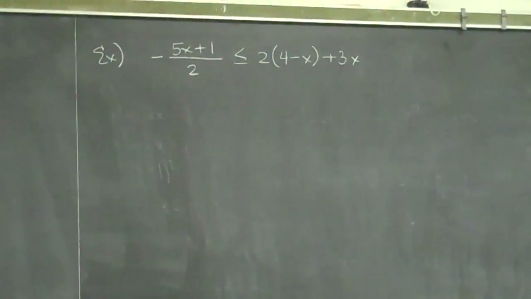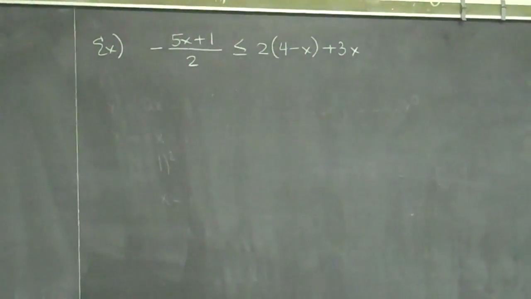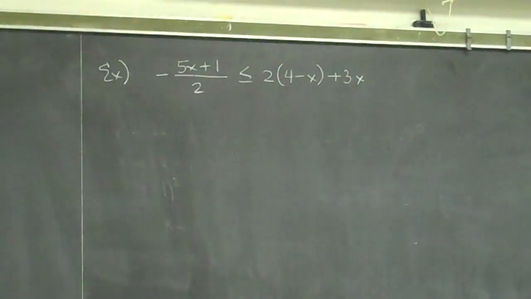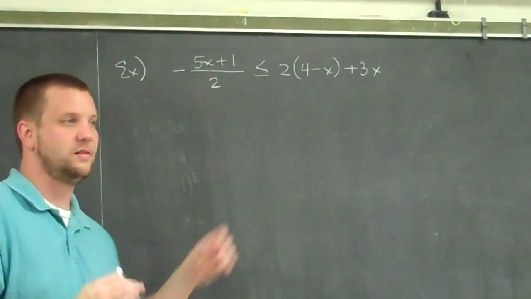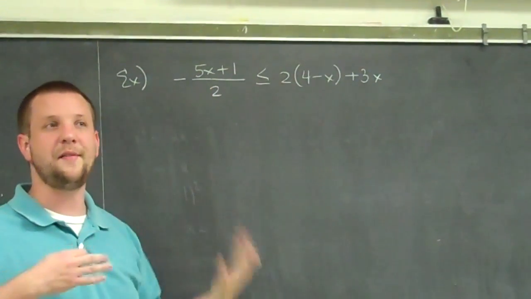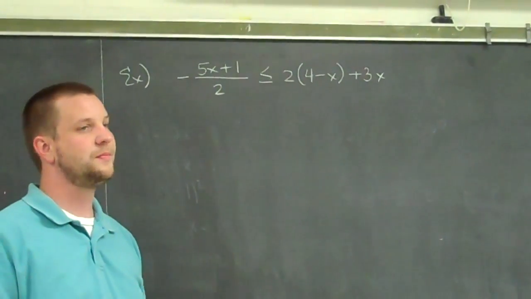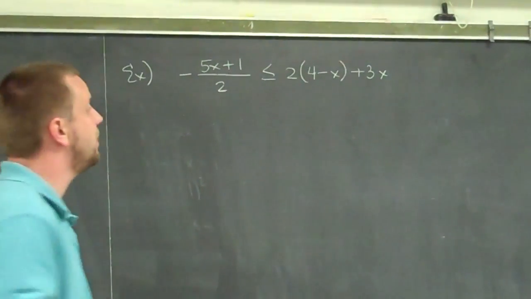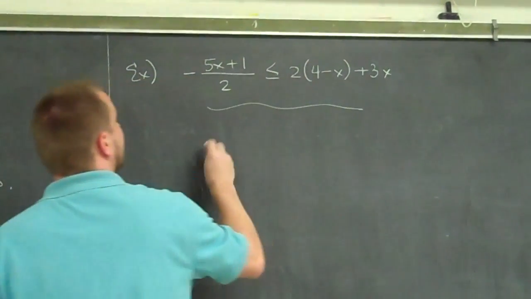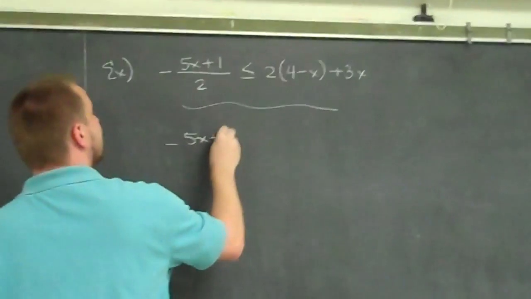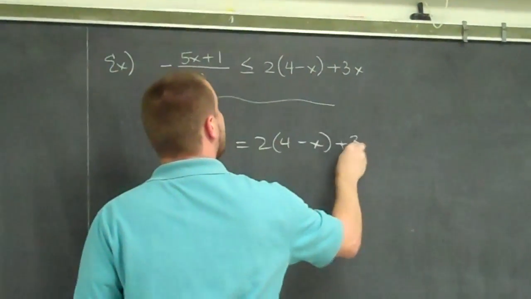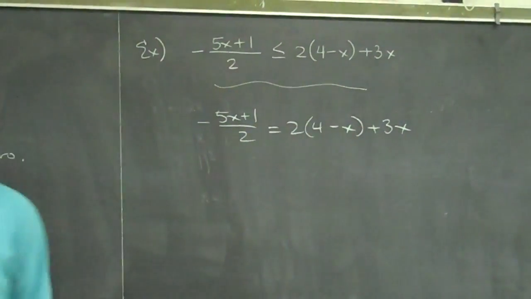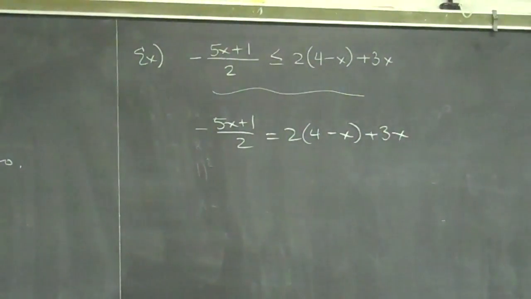Critical numbers. Once again, do I have any denominators that I really need to worry about as far as making them 0? I've got a denominator, but that denominator is a 2, so it's never 0, so I don't have to worry about that ever being 0, right? So otherwise, to find my critical numbers, I pretend like this said equals, and I solve.